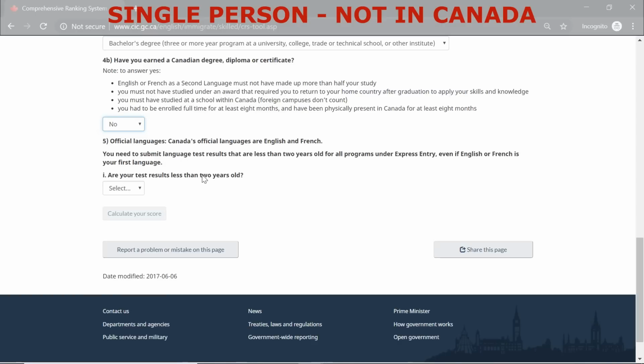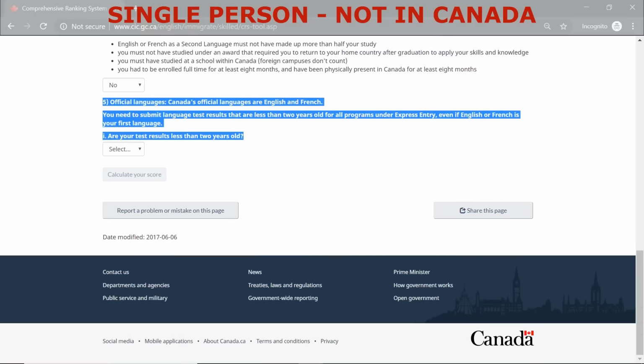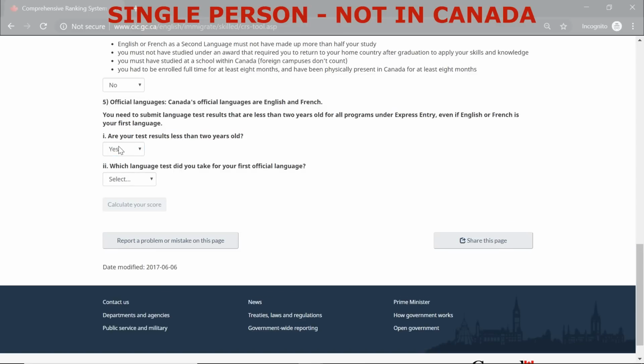Are your test results less than 2 years old? Because you have to do an English test in order to be invited to apply for permanent residency through Express Entry, we're going to say yes, because this is a hypothetical situation. But you must do an English test in order to do this anyway. So let us pretend you did the English test and you're going to say yes.